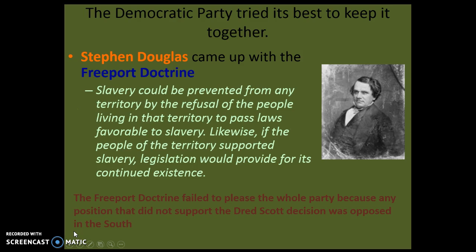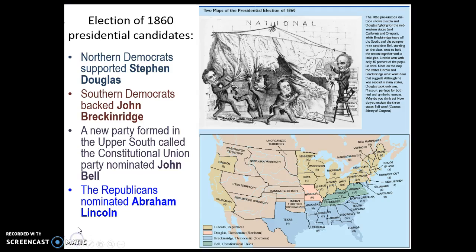However, it fails to please the whole party because any position that did not support the Dred Scott decision and the expansion of slavery was opposed in the South. So we start to see a major split in the Democratic Party over the issue of slavery.